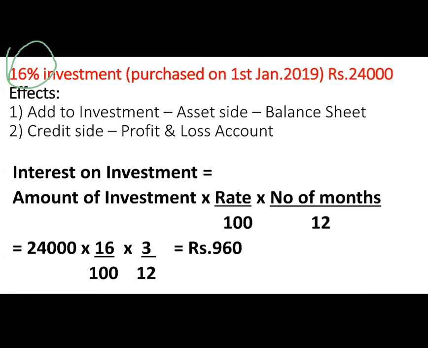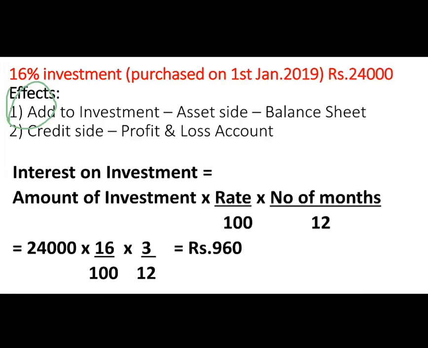अभी 3 कहाँ से आया है? The investment was purchased on 1st Jan. So 1st Jan को investment purchase किया है, right? So Jan, Feb and March, which is 3 months. So 3 months के लिए investment है, which means we are going to calculate the 3 months interest. That's why it is multiplied by 3 upon 12. So what is the amount? The amount we get is 960. So 960 is the interest for 3 months, which will be added.